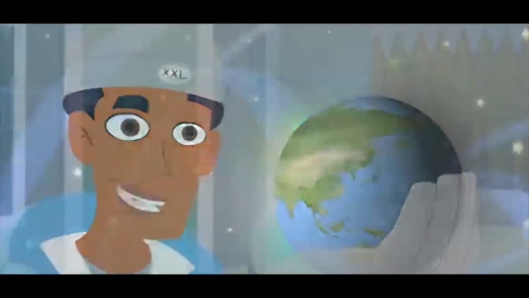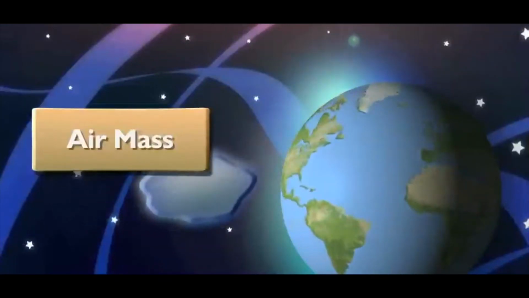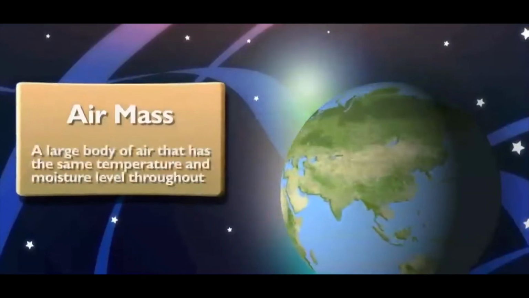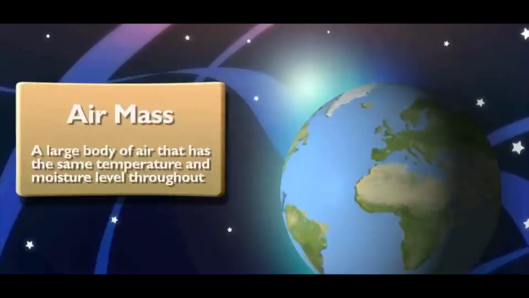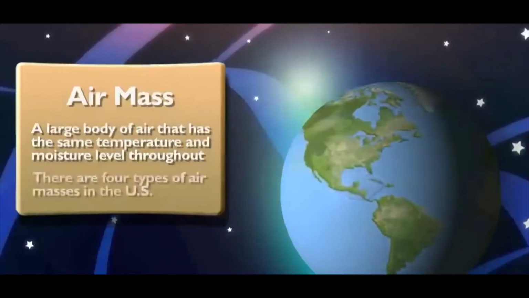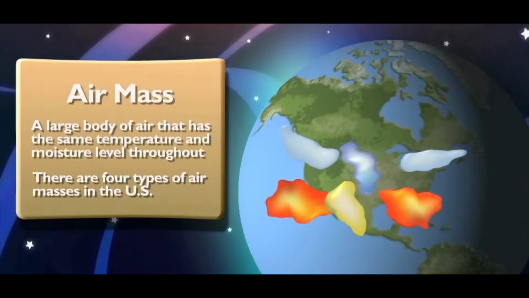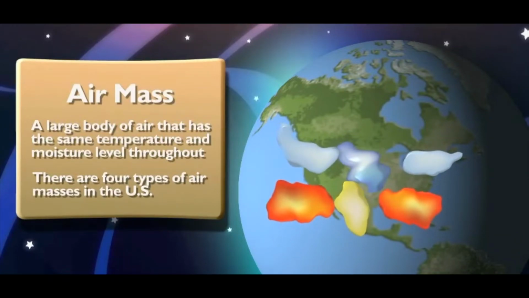Listen, you know what an air mass is, right? A big massive blob of air? Kinda. An air mass is a large body of air that has the same temperature and moisture level throughout. There are 4 different types of air masses in the United States, and each one carries its own temperature and amount of moisture. So what are their names?